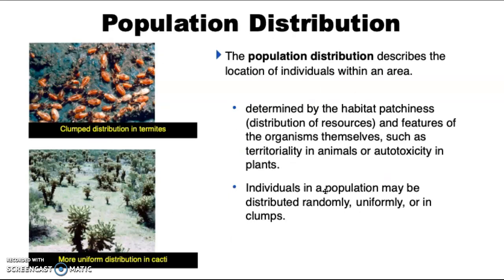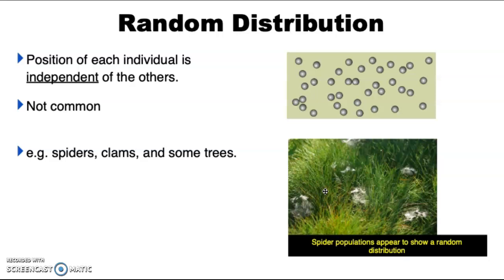Population distribution, again, is describing the location of individuals, how they are spread out. This is often determined by the habitat patchiness, so how the resources are distributed is going to impact how the organisms are going to be distributed. Or it could be features of the organism. So if they're a very territorial animal, or in plants, if they have autotoxicity, which we'll talk about in a minute. But we can divide our population distributions into either random, uniform, or clumped patterns.